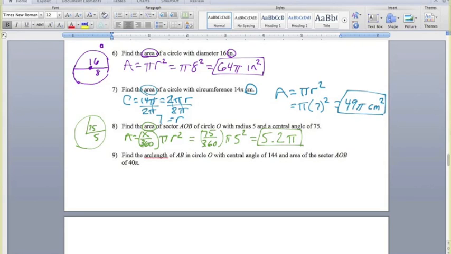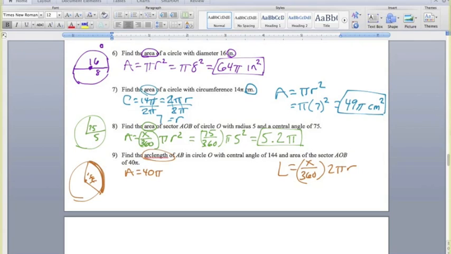Last one, we want to find the arc length in a circle. So we're looking for like the pizza crust along the edge of the circle here, with a central angle of 144 and an area of 40 pi. We're asked to find length, so our arc length formula is x over 360 times 2 pi r. 2 pi r would be the full circumference. X over 360 gives us just a piece of that circumference.